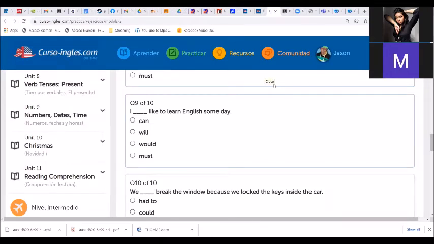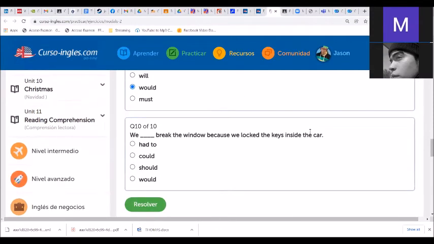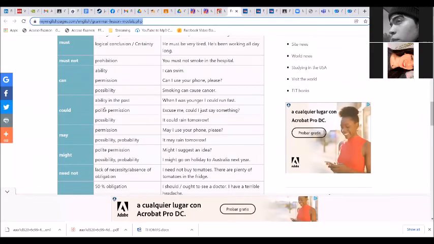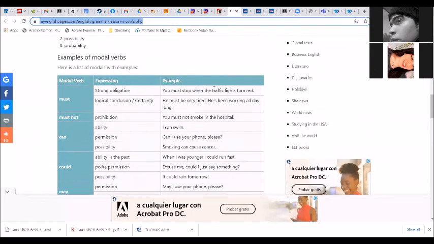I would like to learn English someday. Perfect. And Brian, number 10. We had to break the window because we locked the case inside the car. Perfect. Now we have a lot of other uses, so you want to make sure you practice it. You read a lot of different examples so you get the idea in your brain.